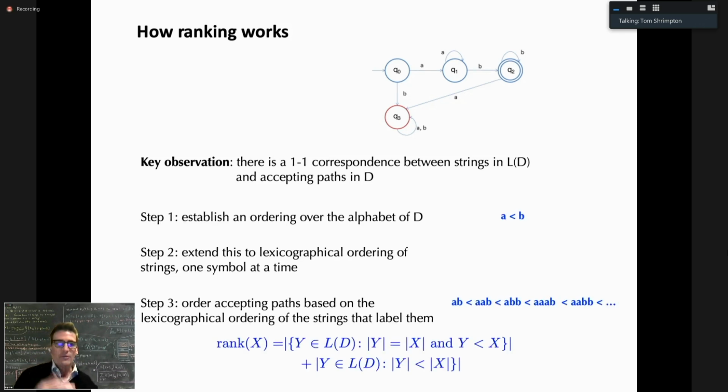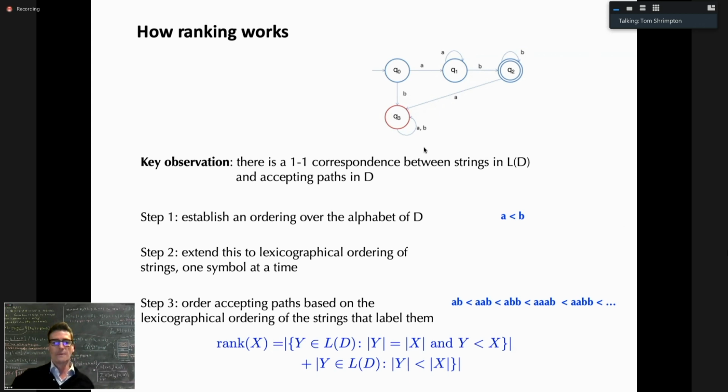So here's how ranking works. The first thing is you establish an ordering over the alphabet of the DFA. For example, in this particular case, you have only two symbols in the alphabet, A and B, and you just declare that the ordering of these is A is less than B. And then you extend this lexicographical ordering of symbols to strings, doing it one symbol at a time. And then the third step is that you order the accepting paths of this DFA based on this lexicographical ordering of strings.